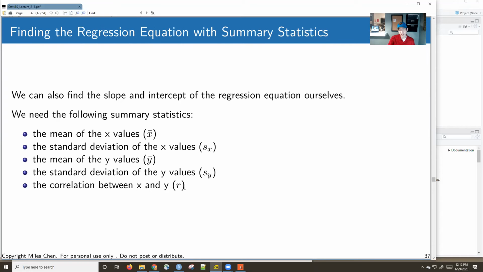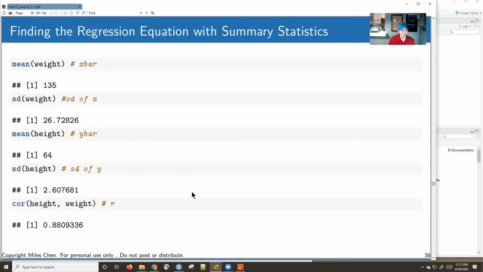You can expect, maybe on the midterm, I will ask you to find the slope and intercept using the summary statistics. So you can expect this kind of calculation, which is fairly simple. Calculating the correlation by hand, I won't ask you to do. Calculating the slope and intercept, that'll make an appearance. Okay. All right.